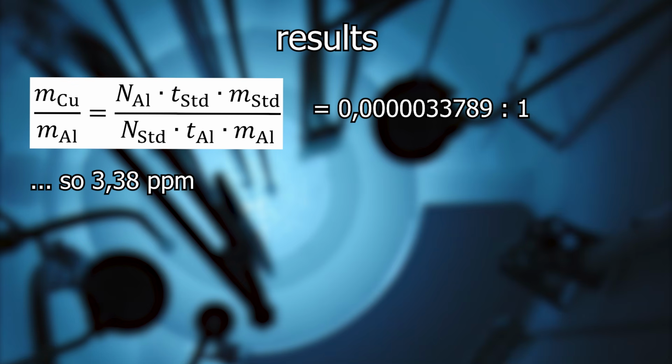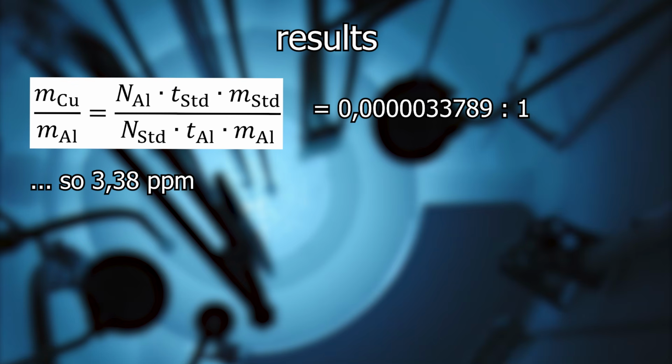So here, thanks to the standard sample, both the measurable activity of the copper per unit mass of copper and the measurable activity, which is then copper, per unit mass of aluminium, we ultimately arrive at a copper to aluminium ratio. Now on to literature comparison.